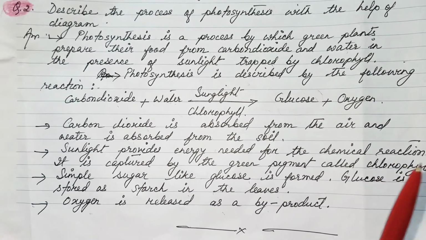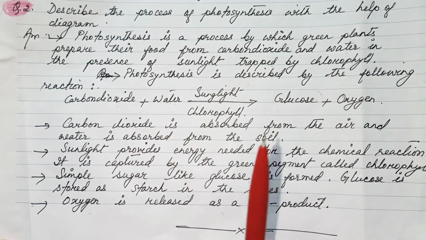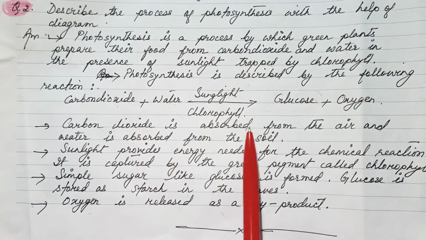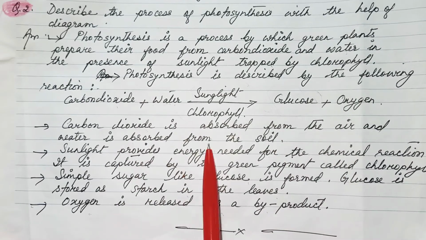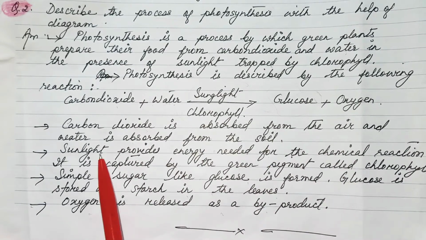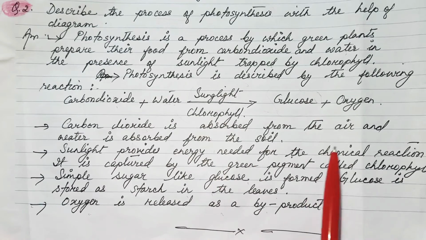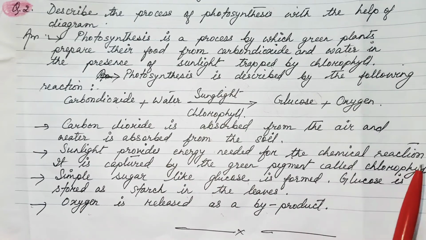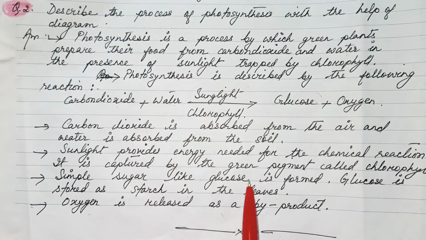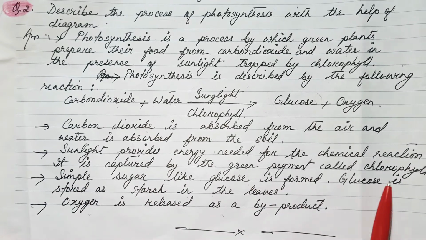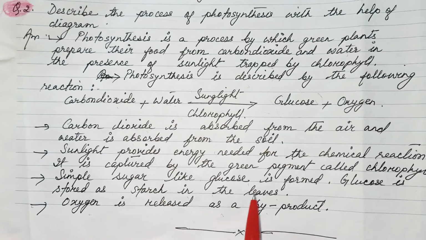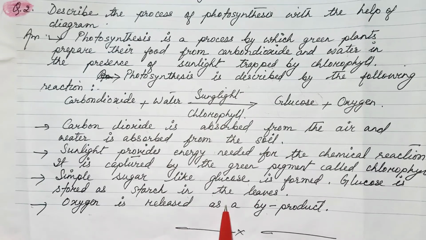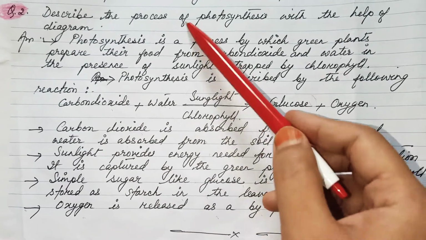Now from where does the plant get the carbon dioxide and water? Carbon dioxide is absorbed from the air and water is absorbed from the soil. Sunlight provides the energy needed for the chemical reaction. It is captured by the green pigment called chlorophyll. Then a simple sugar like glucose is formed. Glucose is stored as starch in the leaves. Oxygen is released as a byproduct. So this is the whole process.